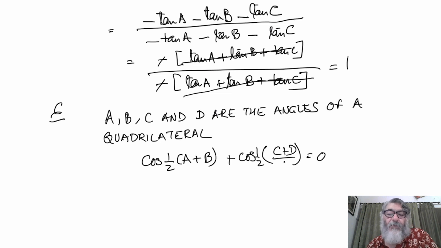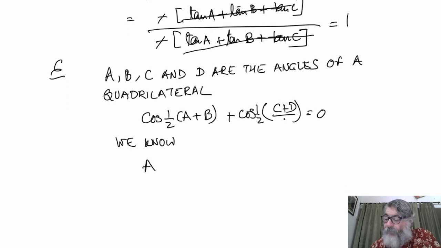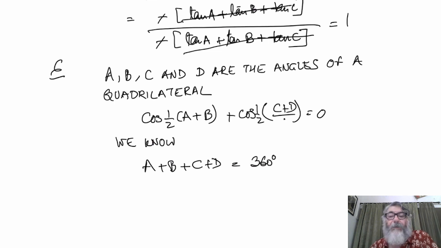Again, we know the property of a quadrilateral. Like in a triangle, we know A plus B plus C is 180 degrees. In a quadrilateral, the sum of the interior angles is how much? 360 degrees, 2 pi. Because there are two triangles. If I join one of the diagonals, the quadrilateral will be divided into two triangles, and the sum of interior angles of each triangle is 180 degrees. So 180 plus 180, 360 degrees. This is also a way to remember if you want to remember.